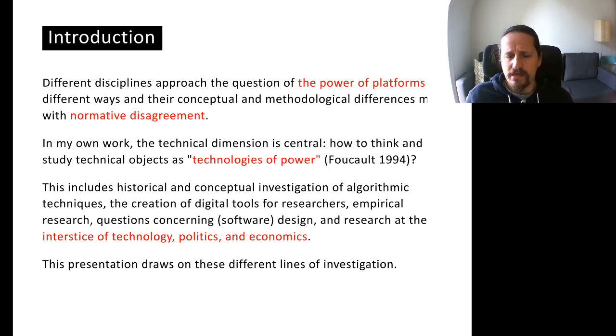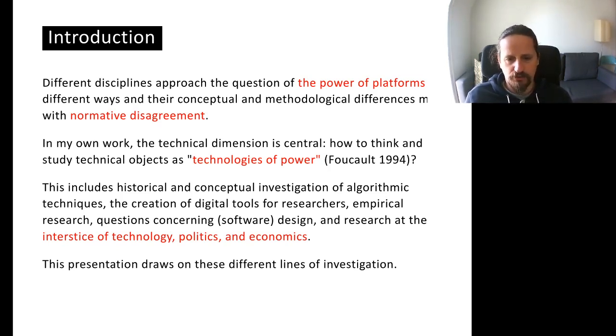By that, I mean that people don't necessarily share the same ethical or political convictions, which means that the critiques also focus on different kinds of elements, and what is being identified as a problem isn't necessarily the same between different researchers.